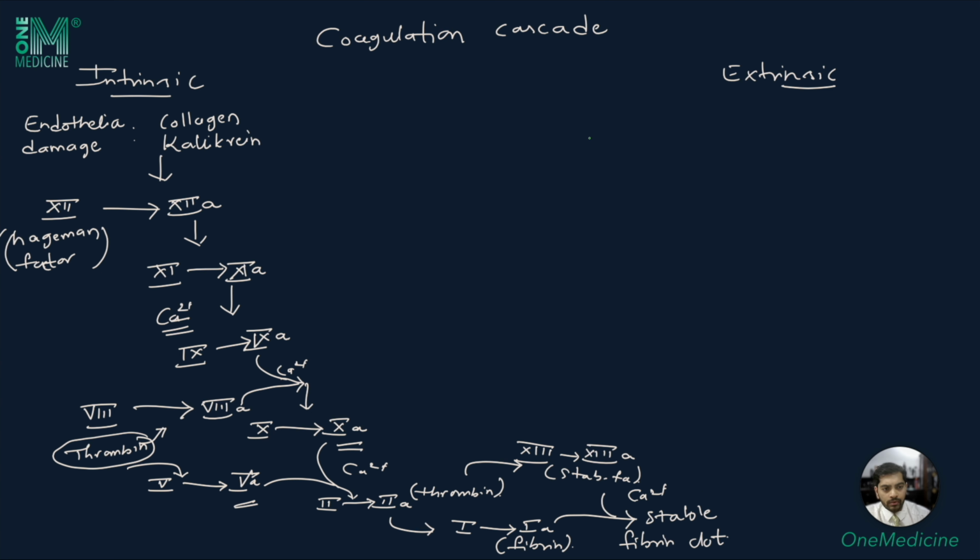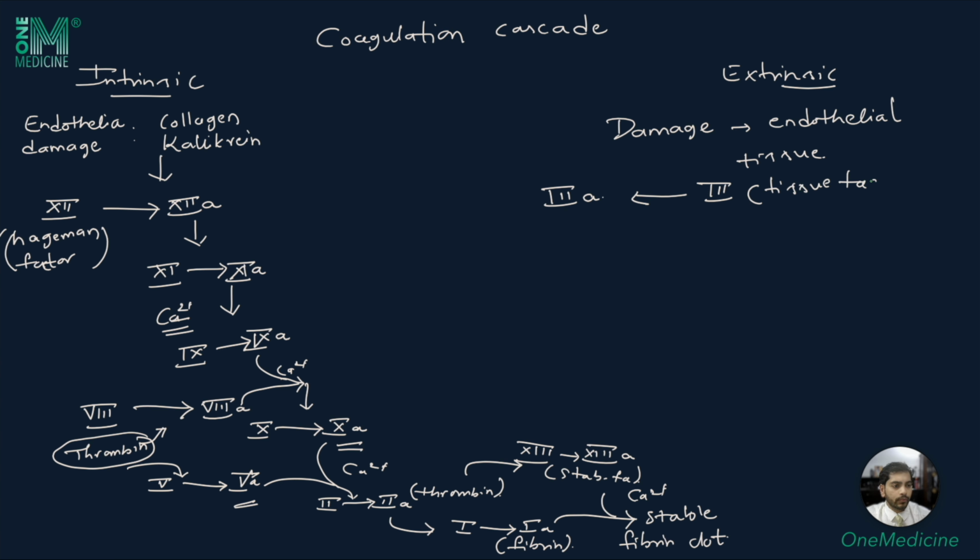The extrinsic pathway is quite straightforward. Whenever there is damage to endothelial tissue, it directly activates factor 3 to factor 3A. Factor 3 is hence called tissue factor. Factor 7 is also activated to factor 7A. Both of these factors combined in the presence of calcium activate factor 10 into factor 10A and directly enter the common pathway. Hence, from the activation of factor 10, we call it the common pathway.